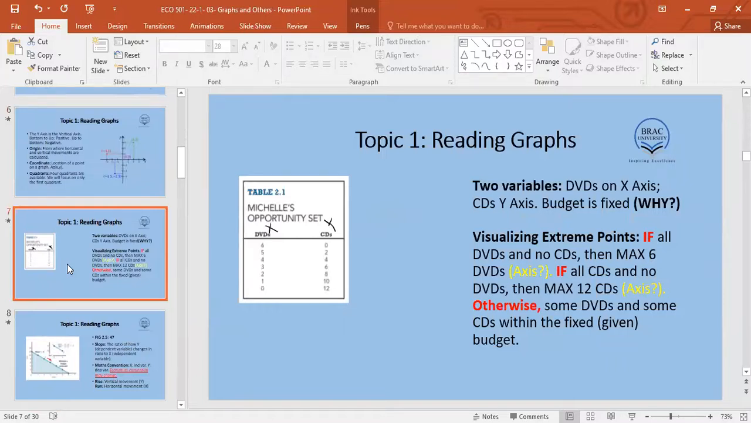This is most probably from Stiglitz and Walsh. It's figure 2.1. এখানে একটা opportunity set তৈরি করব আমরা। আচ্ছা, in this opportunity set, DVDs are on the x-axis, CDs are on the y-axis. Acha, before we plot it in a graph, let us try to see can we analyze this thing.